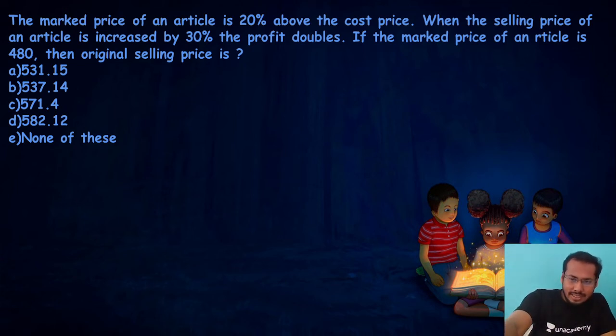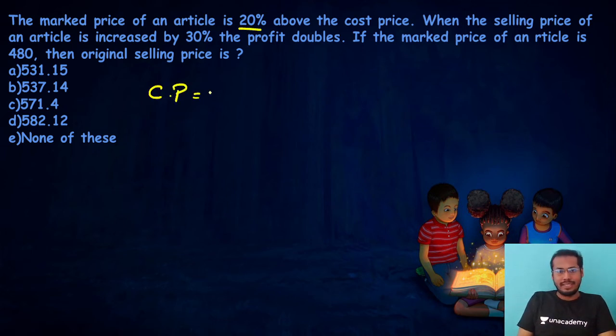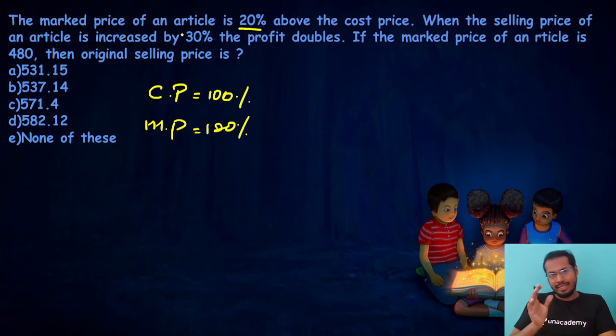First, I will explain a little bit more. See, the market price of an article is 20 percentage above means the cost price is always 100 percentage. If cost price is 100 percentage, market price is 120 percentage. This we know. Okay, when the selling price of an article is increased by 30 percentage, we're going to write an equation. The remaining sentence is, if the market price of the article is 480 rupees, so market price is 120 percentage, that is 480 rupees.